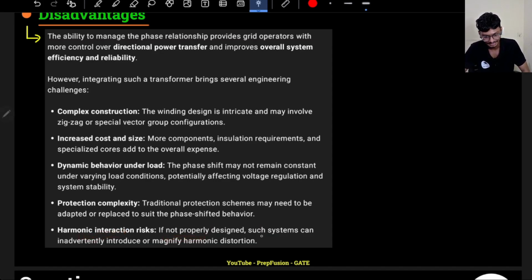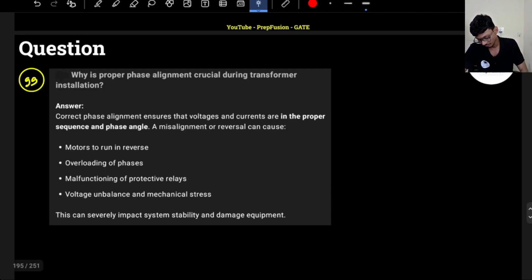If not properly designed, such systems can inadvertently introduce or magnify harmonic distortion. So we have to be careful, because if we do not design it properly, extra harmonics can come. Although we are designing it for removing the harmonics, extra harmonics can also come. Okay, so another question is why proper phase alignment is crucial during transformer installation.